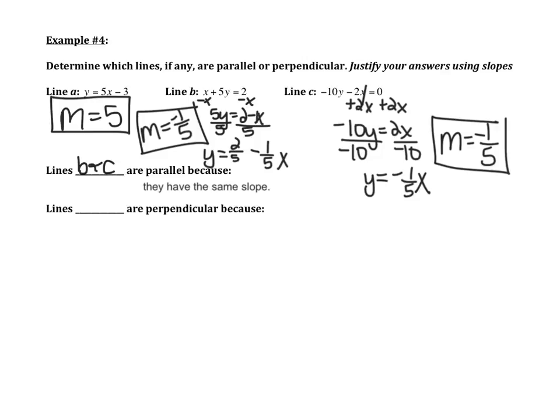So if you look at this, I have a positive slope and a negative slope. So there's the opposite, and then the reciprocal of 5, which is 5/1, is 1/5. So line A would be perpendicular to B, and since B and C have the same slope, that means that line A is also perpendicular to line C. So lines A and B and A and C, they are perpendicular because they have opposite reciprocal slopes.